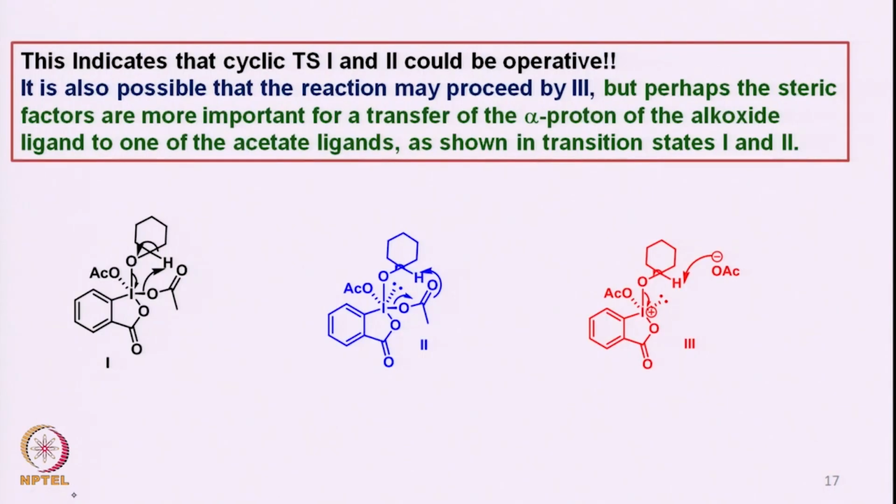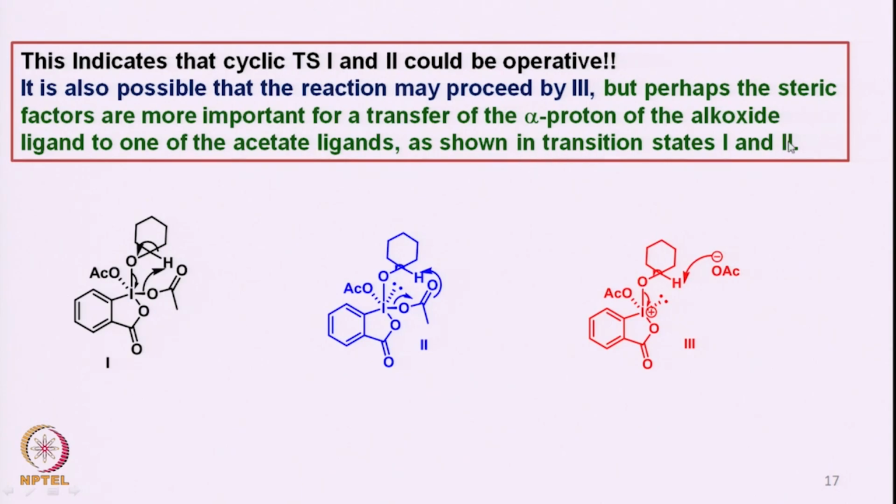So, these type of experiments, when they were conducted, clearly show that steric effects can be important. So, what they have concluded is this indicates that cyclic transition state 1 here and 2 could be operative. It is also possible the reaction may proceed by transition state 3, but perhaps the steric factors are more important for a transfer of the alpha half proton of the alkoxide ligand to one of the acetate ligands as shown in transition states 1 and 2.